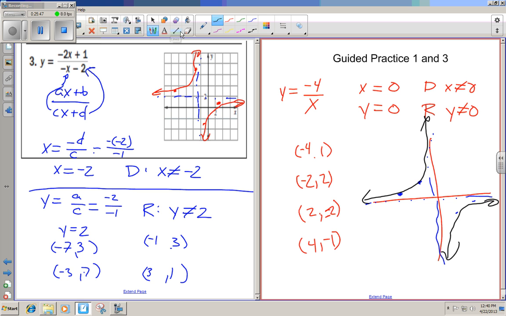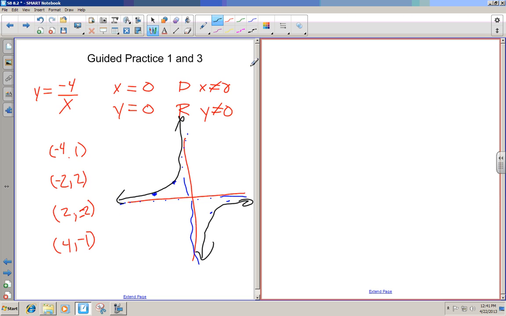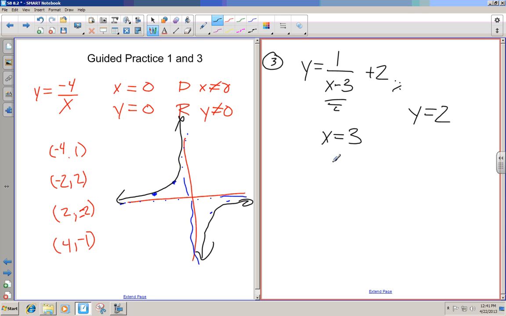So if you take a look at checkpoint guided practice number 3, it has y equals 1 over x minus 3, plus 2. All you have to remember is that this tells you the x asymptote. This tells you the y asymptote. These together then tell you the domain is x does not equal 3. The range is y does not equal 2.